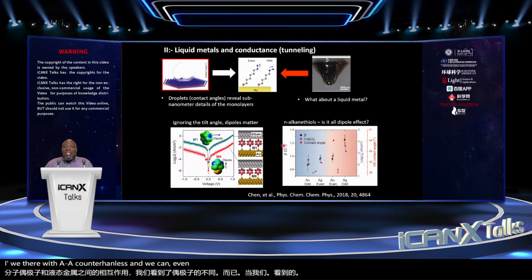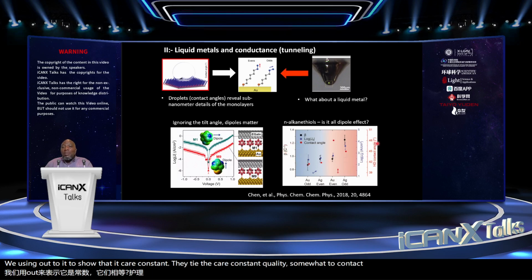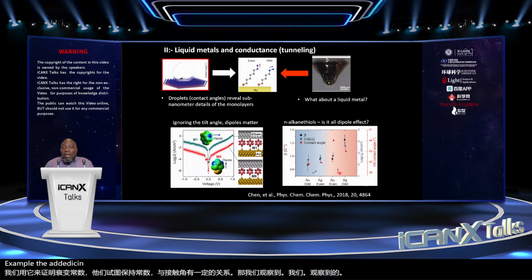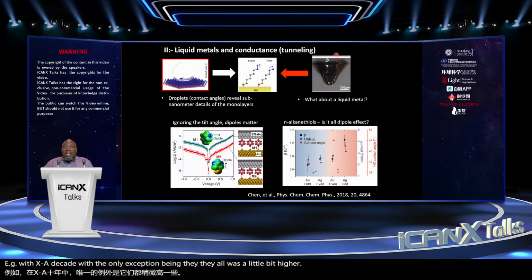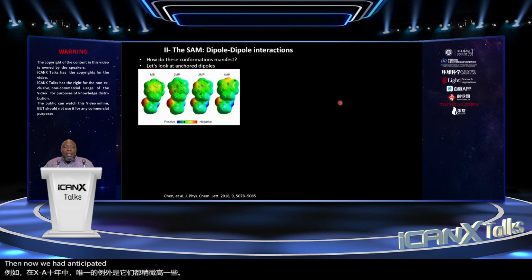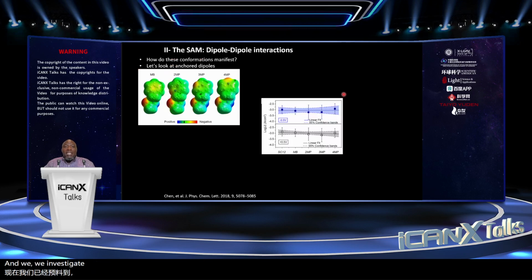And we can even extend this further with the hydrocarbon systems that we're using to show that the charge decay constant correlates somewhat with the contact angles that we observed, for example, with hexadecane, with the only exception being the odds were a little bit higher than we had anticipated. And we investigated this a little bit further to see whether we can actually reveal other information that could not be revealed without understanding the contact angles.